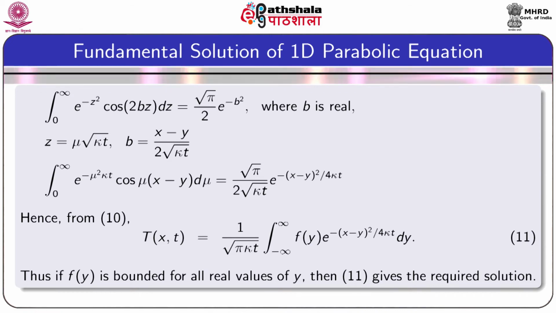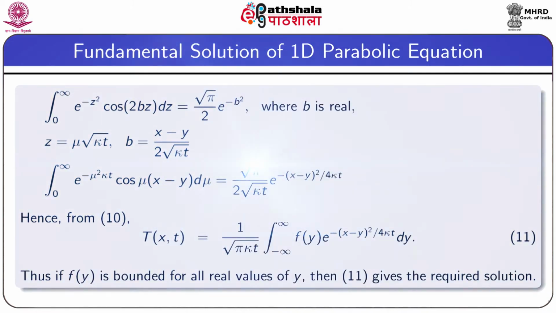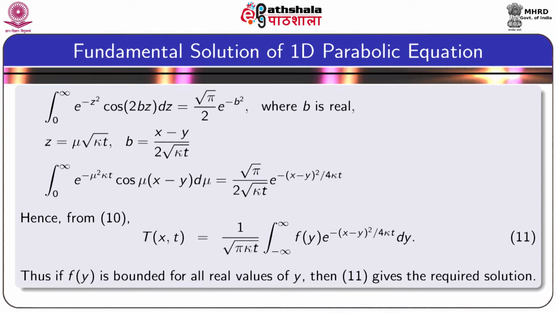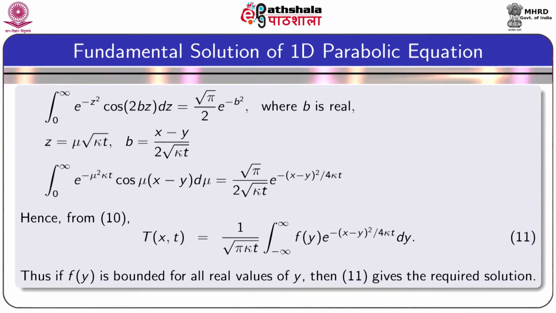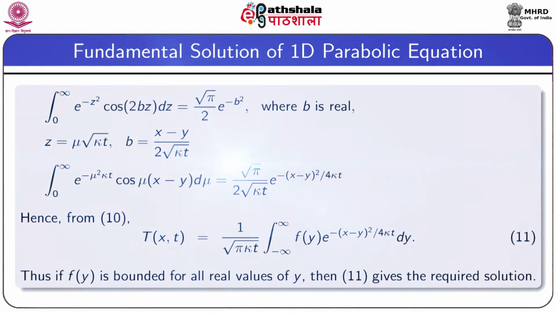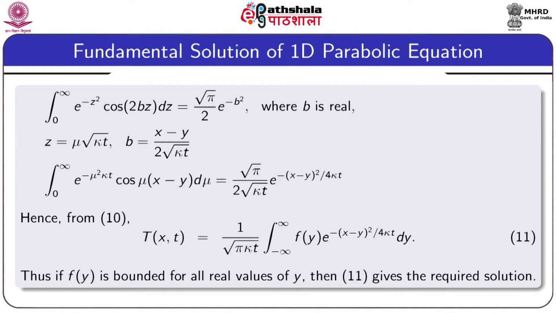So, if you substitute the value of this integral in expression 11, we obtain capital T equals 1 by 2 square root pi kappa t, integral from minus infinity to plus infinity of f(y) e to the power minus (x minus y) whole square divided by 4 kappa t dy. Thus, if f(y) is bounded for all real values of y, then 12 gives our required solution.